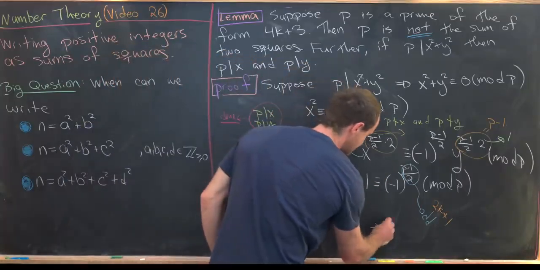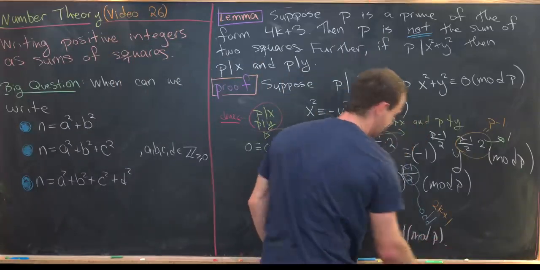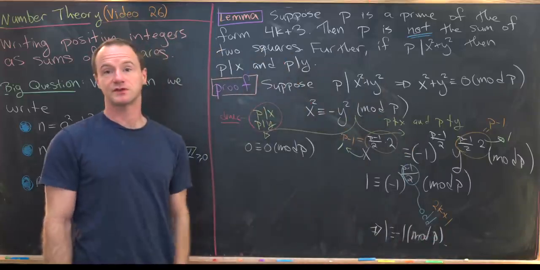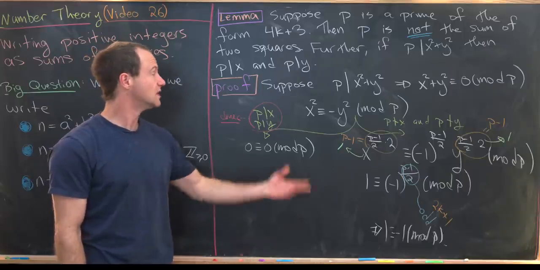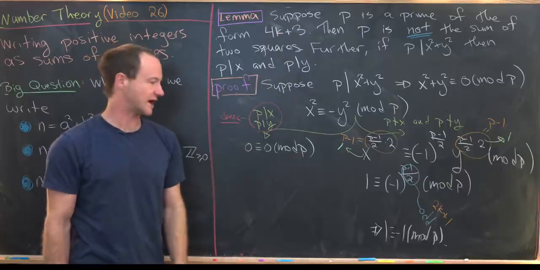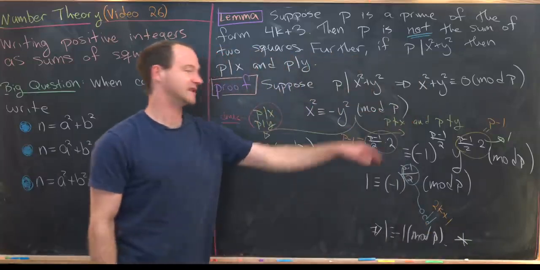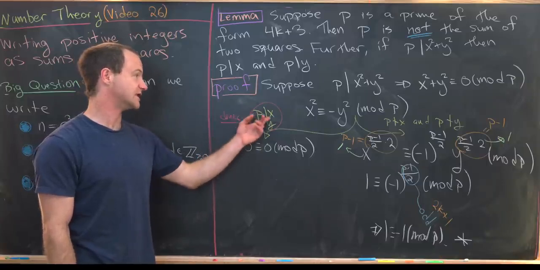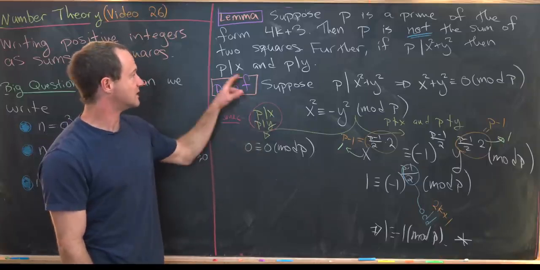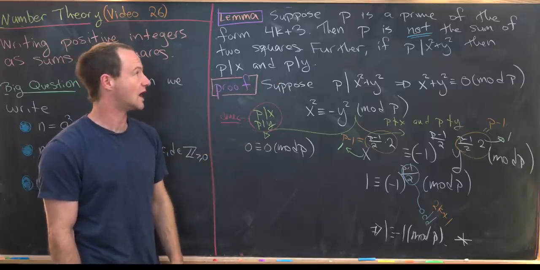So let's see. That means that we have 1 is congruent to negative 1 mod p. But that's a problem. There's only a single prime where that happens, and that is the prime 2. But 2 is not of the form 4k plus 3. So that means we came to a contradiction in this case. Well, we didn't come to a contradiction in this case, so this must be okay. So that means we have proven that p divides x and p divides y.